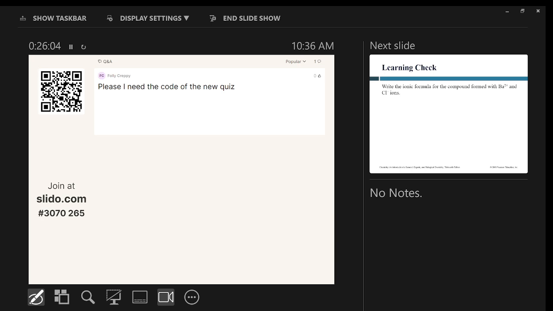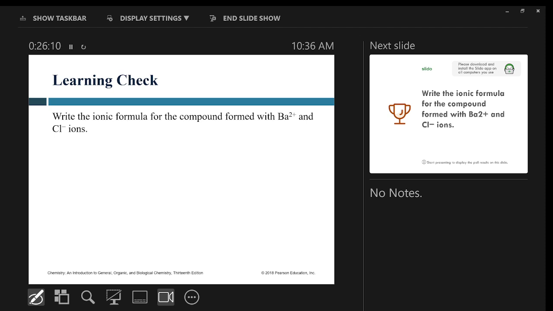You'll get it again once we go to the actual quiz part. Okay, let's go ahead and work on the problem. Write the ionic formula for the compound formed when barium 2 plus and chloride ions come together. So what would be the formula for barium 2 plus and chloride coming together?